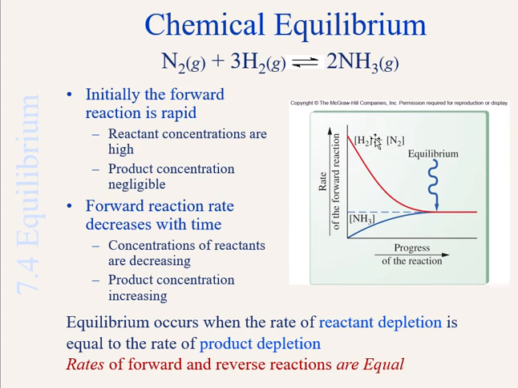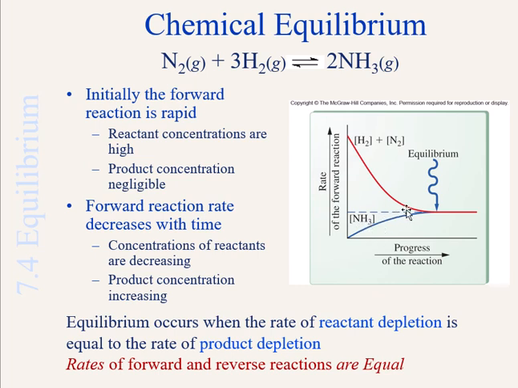Now, why does the rate of the forward reaction go down? Because the concentration of nitrogen and hydrogen goes down. Hence, the rate goes down. At the same time, the rate of the backward or reverse reaction starts to increase, because as we consume hydrogen and nitrogen, we produce ammonia, and as more gets produced, the rate, which depends on the concentration of this product, will increase.